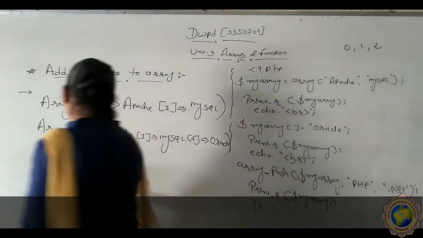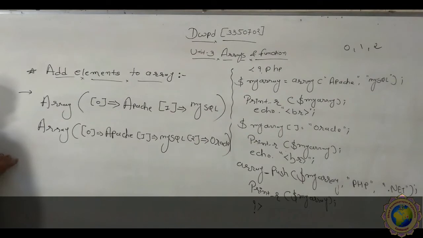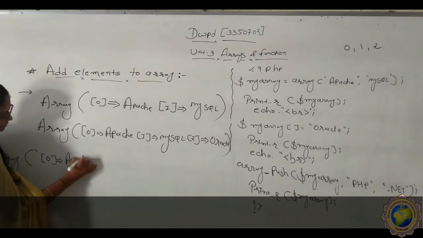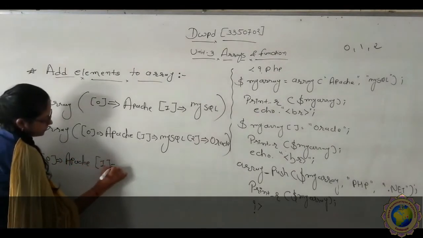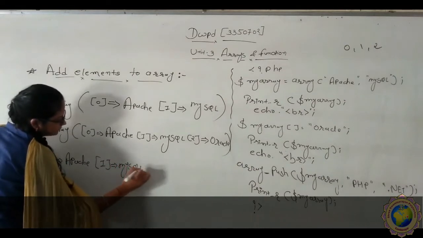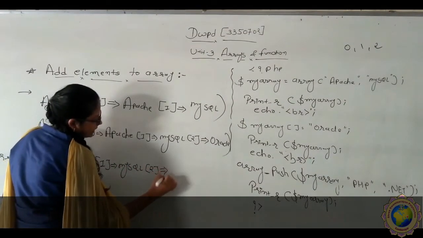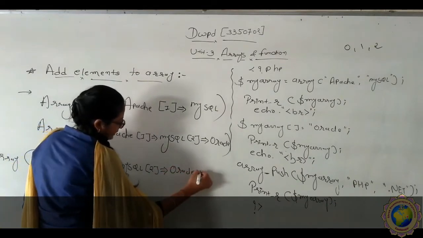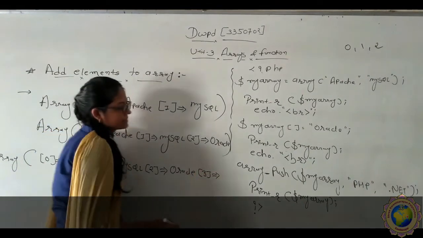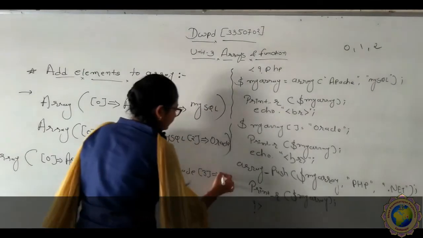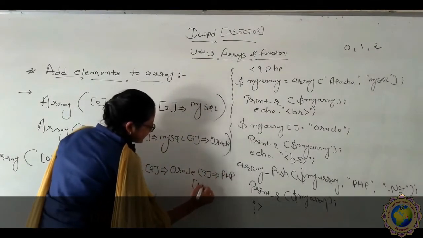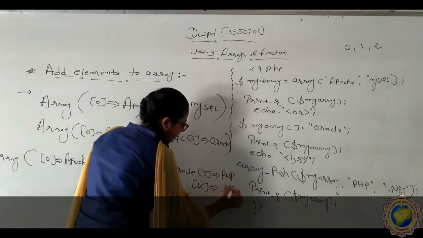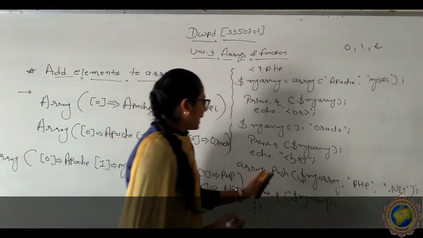So in the end, what will the output be? The array at index 0 gives Apache, then at index 1 MySQL, then at index 2 the value Oracle, then index 3 is PHP, and index 4 is .NET. So this is the concept of the array push function.